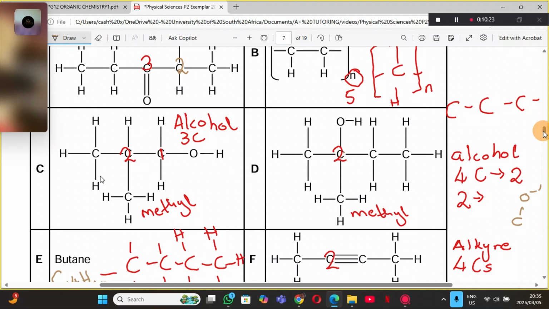Because if you look at C, it has 1, 2, 3, 4 in total, right? D has 1, 2, 3, 4, 5 in total. That's completely different. Wait, the question was, explain why they are positional isomers. So positional isomers have to have the same. You have to be 4 or 5 thingy.